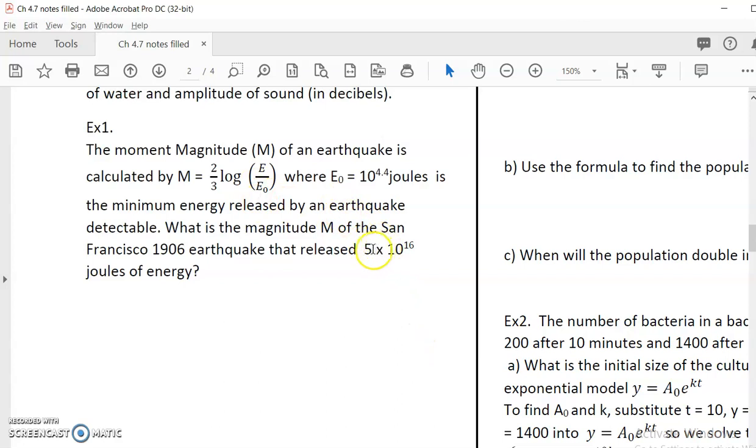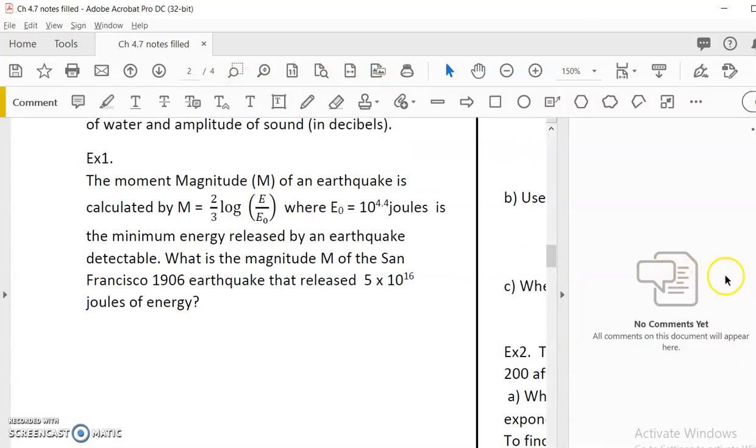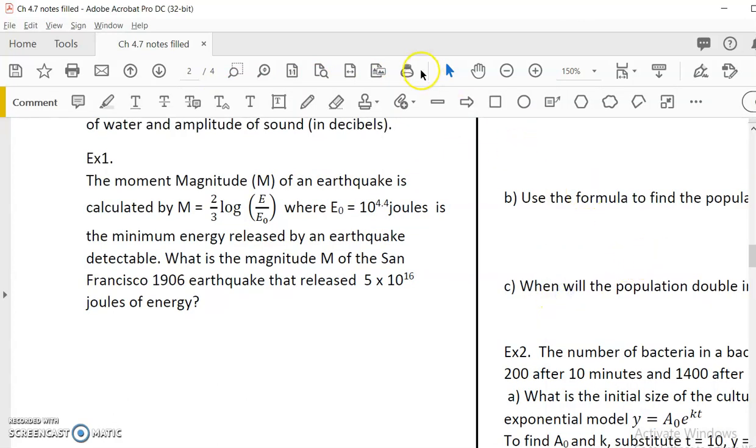So if you use these numbers to describe it, it's kind of difficult to describe how big it is. So usually we would use the moment magnitude to describe it. So what moment magnitude would this earthquake be? So we could just plug it in.